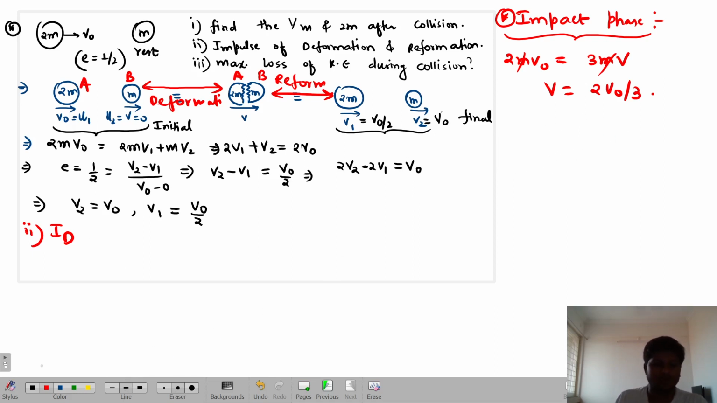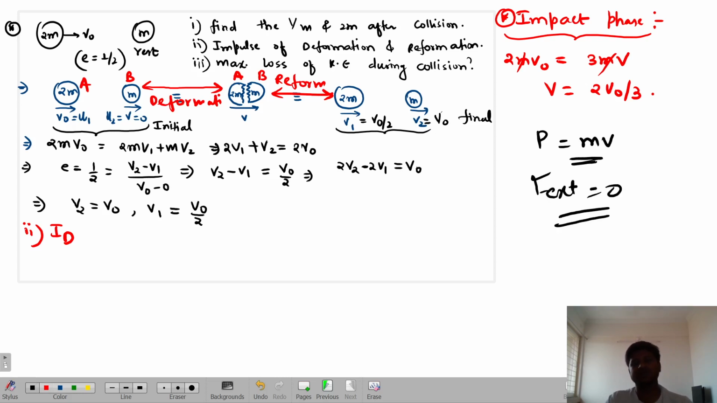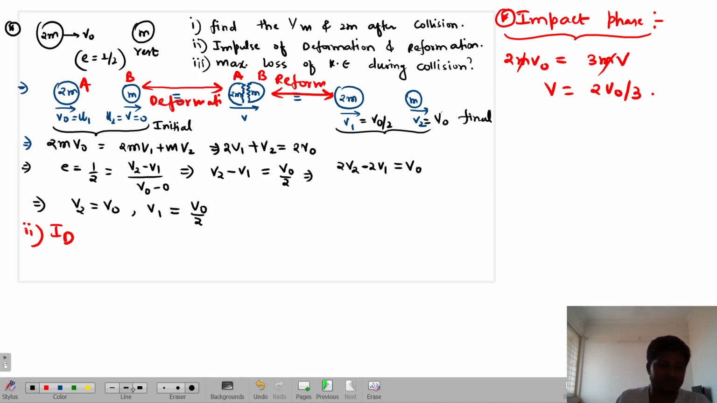Okay, but momentum is also a one-dimensional quantity, but I am considering the net external force on the whole system to be zero. That's why I'm able to write that the initial momentum of the system is equal to the final momentum of the system. Okay.